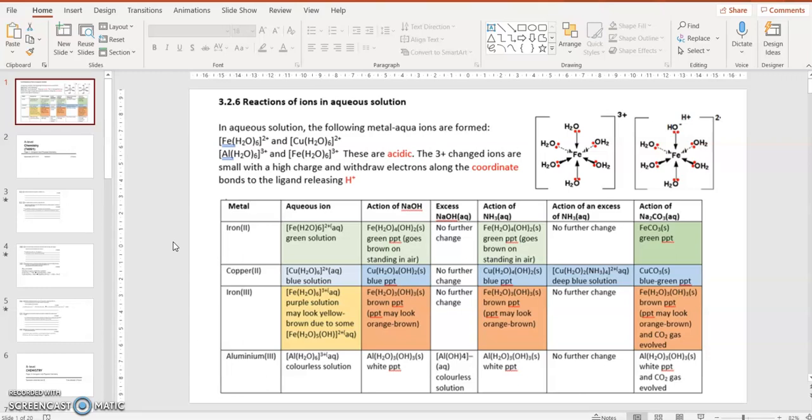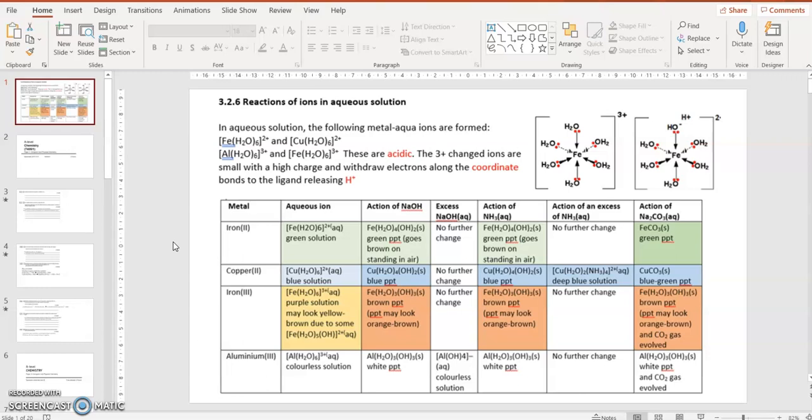So iron 2 is green, copper 2 is blue, as in copper sulfate, iron 3 is yellow, aluminium is colourless. It's not a transition metal, so it's not going to have incomplete 3D orbitals, and therefore it won't be able to absorb light.